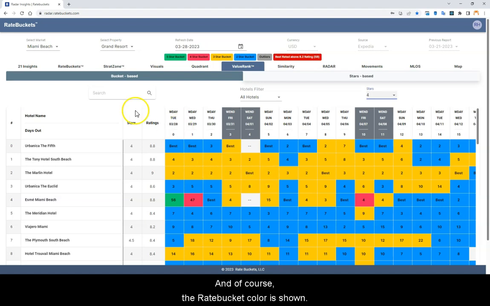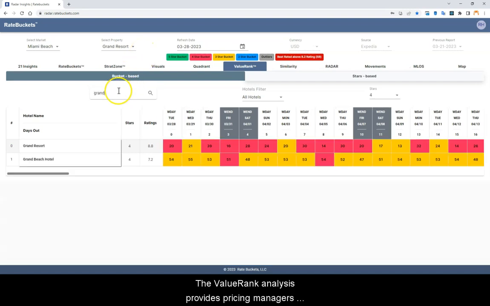And of course, the rate bucket color is shown. To find any hotel, you can enter the name in the search bar. The ValueRank analysis provides pricing managers with an unbiased perspective on how potential shoppers might perceive their rates.